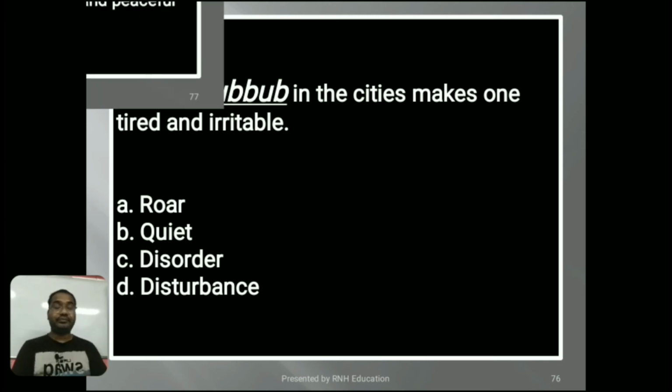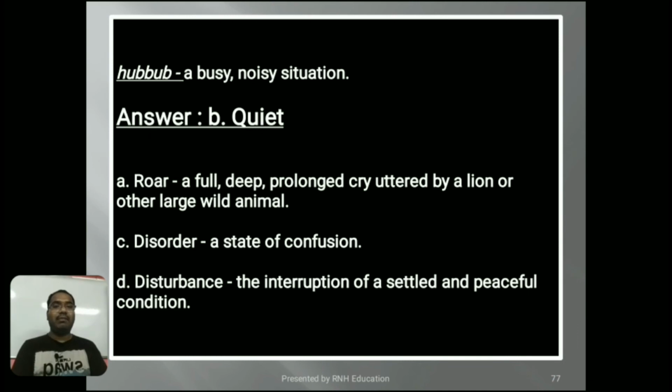Take the opposite word. At first, the word hubbub means a busy, noisy situation, that is called hubbub. So the right answer should be quiet. The other options were A, roar, that means the full, deep, prolonged cry uttered by a lion or any other wild animal, that is called roar. And C was disorder, that means a state of confusion, disorder. And option D was disturbance, that means the interruption of a settled and peaceful condition, that is called disturbance.